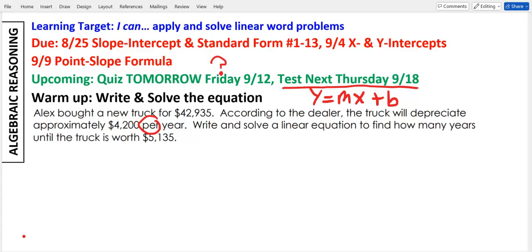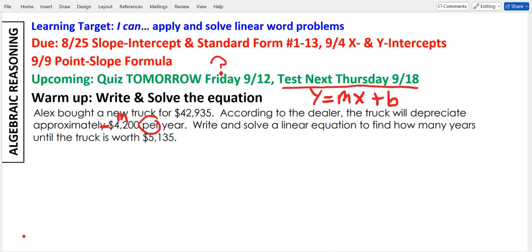Now, real quick, I want to know that you're listening by looking at me and not talking to each other. Do you know what depreciate means? Decrease, exactly, less. So if you think of that word, do you think of adding or subtracting? So that slope is going to be negative. So we have a negative 4,200 as my slope. If it were appreciate, it would be increase, more. You've got to look for the words. It doesn't always tell you the sign. You've got to use the context.